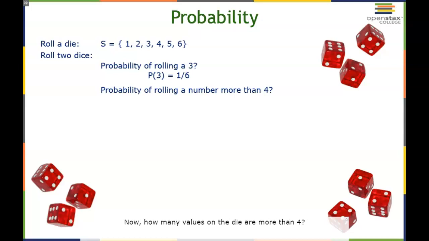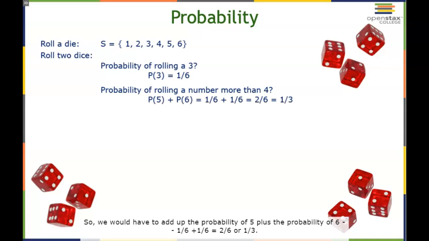What's the probability of rolling a number more than 4? Now, how many values on the dice are more than 4? Well, 5 is more than 4, 6 is more than 4. So we would have to add up the probability of 5 plus the probability of 6. 1/6 plus 1/6 is 2/6, or 1/3.